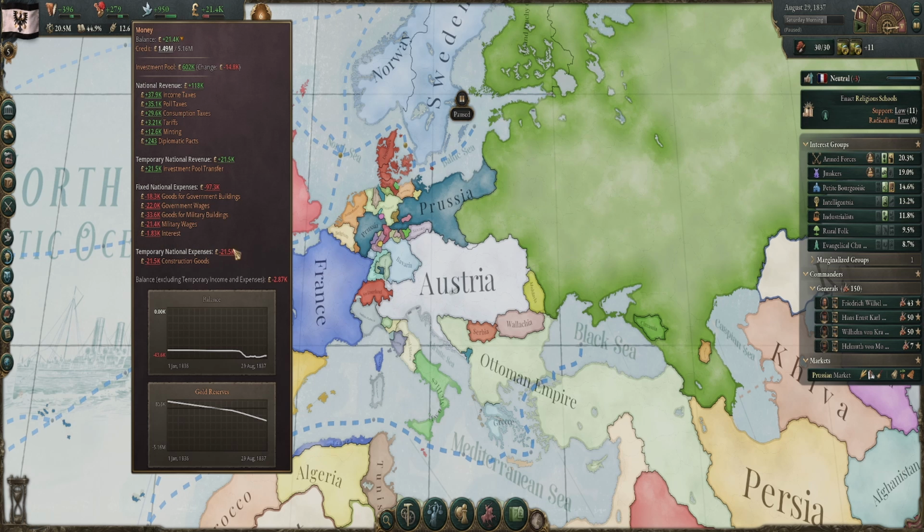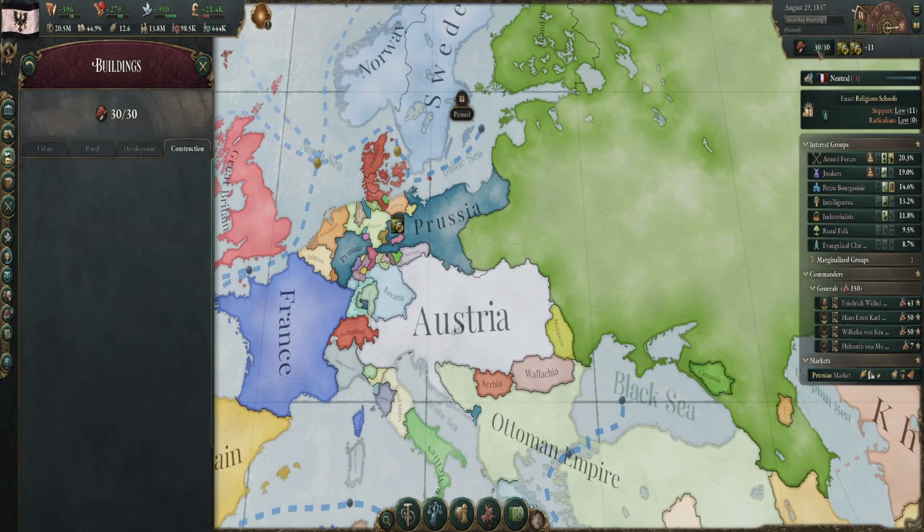So I'm having to spend this 21.5K right here directly from my treasury. In this case, from my credit, but we're going to be paying that back. If that number is less than what I earn, so these two numbers are greater than this, but you have a temporary national expense, then this number here is showing positive, then you will have a white number. That's very confusing, I understand.